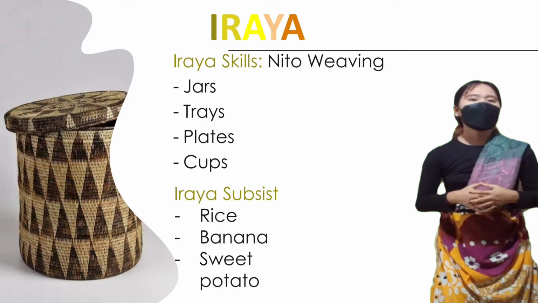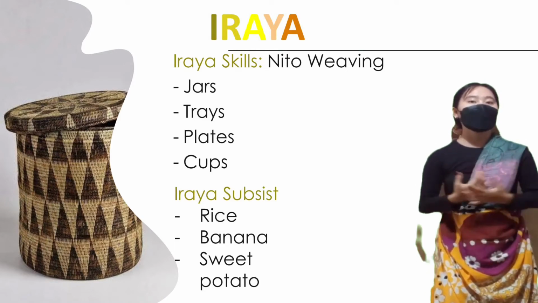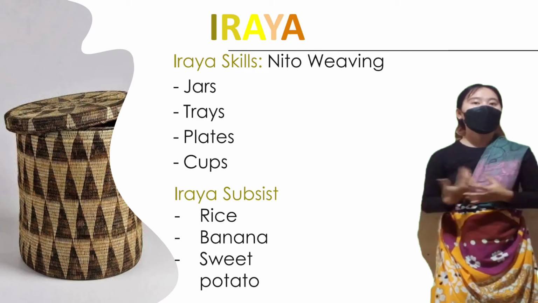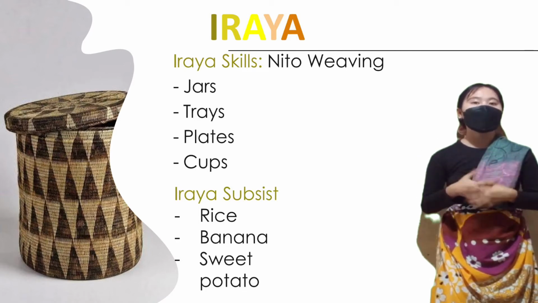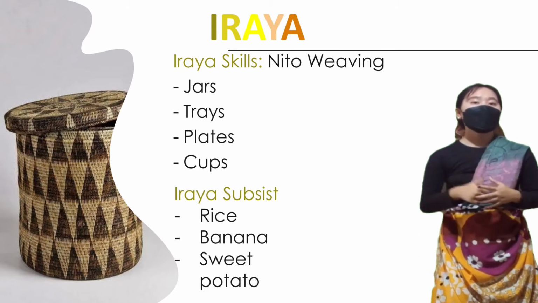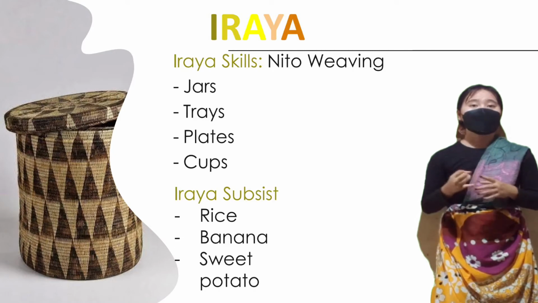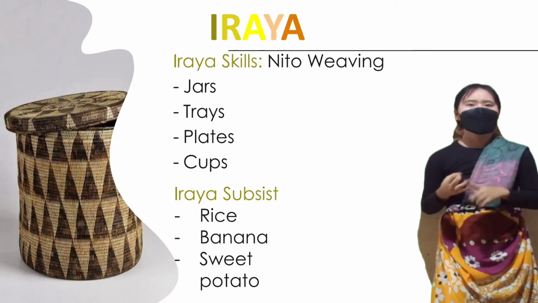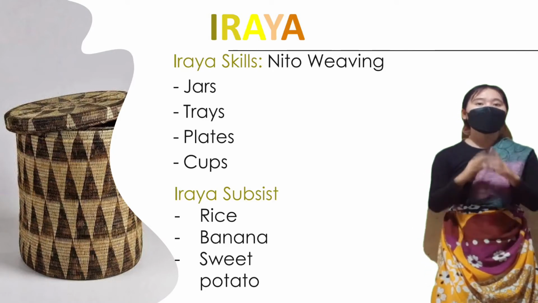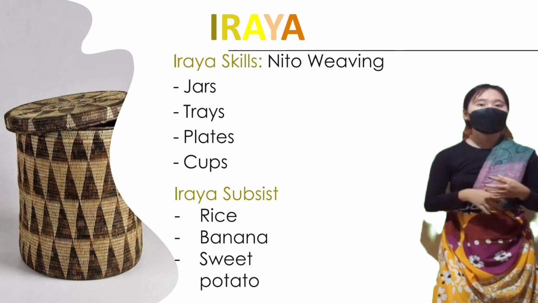The Iraya Mangyans today no longer wear their traditional costumes much, unlike before when they followed the traditions. Iraya Mangyans have skills in nito weaving, making handicrafts such as jars, trays, plates, and cups of different sizes and designs.